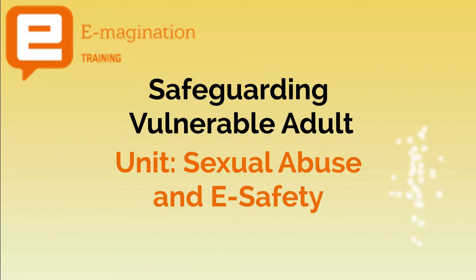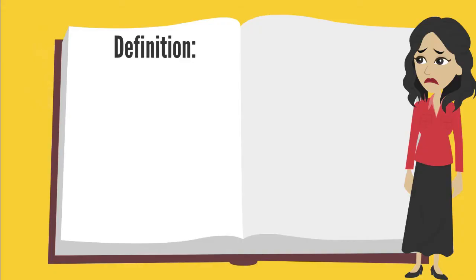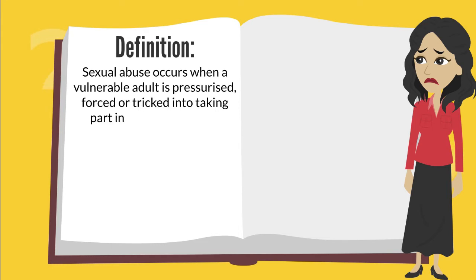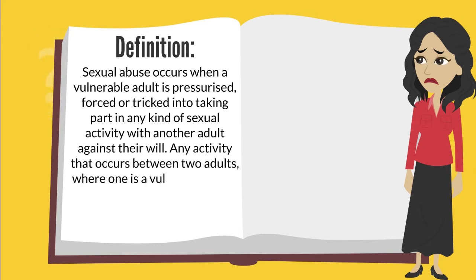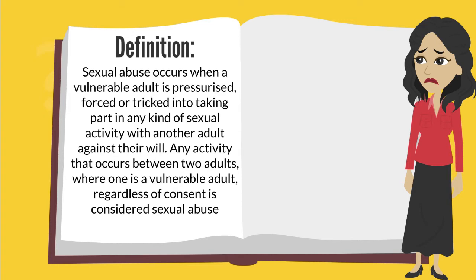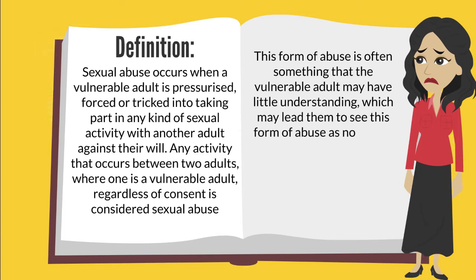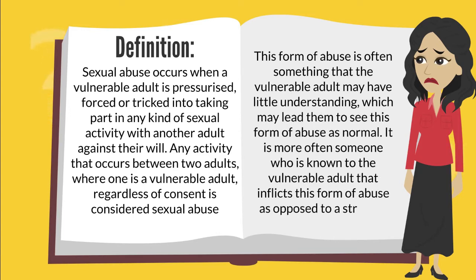We will now look at sexual abuse and e-safety. The definition is, sexual abuse occurs when a vulnerable adult is pressurized, forced or tricked into taking part in any kind of sexual activity with another adult against their will. Any activity that occurs between two adults where one is a vulnerable adult, regardless of consent, is considered sexual abuse. This form of abuse is often something that the vulnerable adult may have little understanding of, which may lead them to see this form of abuse as normal. It is more often someone who is known to the vulnerable adult that inflicts this form of abuse as opposed to a stranger.